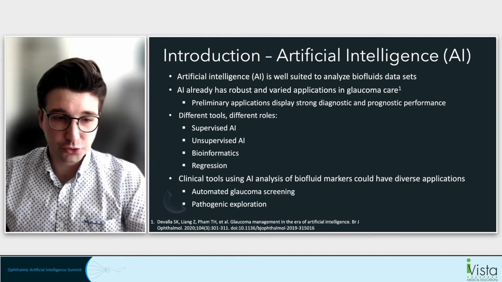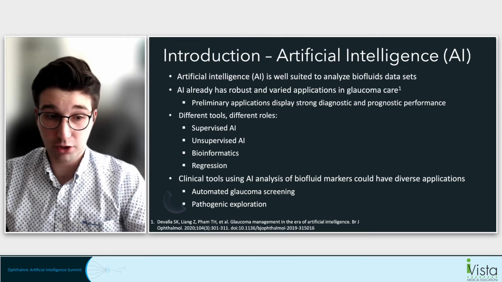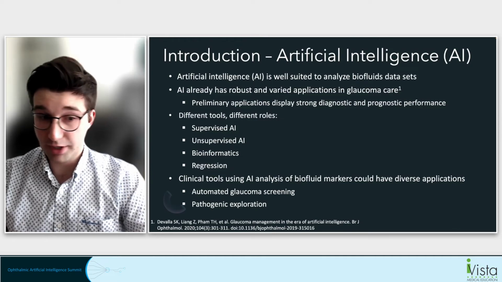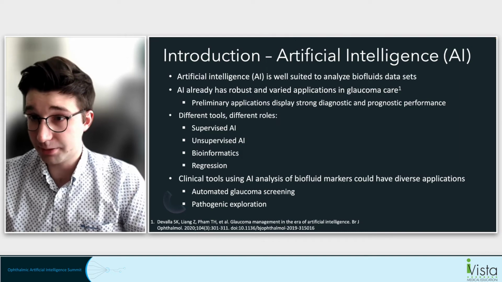So clinical tools using AI analysis of biofluid markers could have diverse applications in glaucoma. For example, automated glaucoma screening is one area, and also pathogenic exploration, because there really isn't a clear pathogenic mechanism in glaucoma.